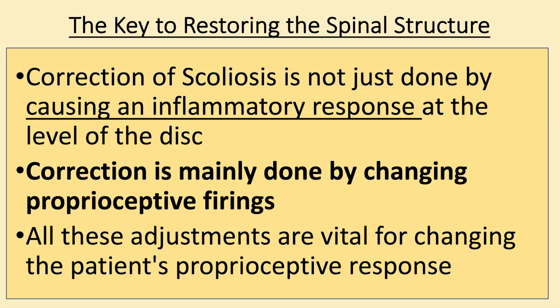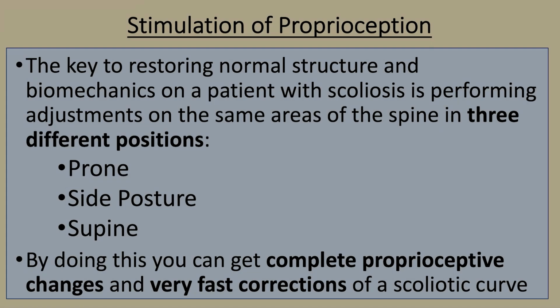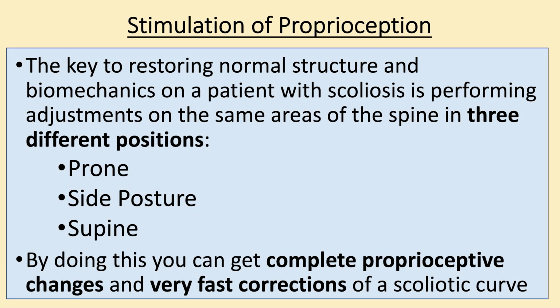Correction of scoliosis is not just done by causing an inflammatory response at the level of the disc. Correction is mainly done by changing proprioceptive firing. And all these adjustments are vital for the patient's proprioceptive response. This is why in between the adjustments, we are literally giving that patient cross-crawl exercises. Now, a stimulation of proprioception, and this is the key. When we're adjusting someone, we do the same force loading in the prone, side posture, and supine position. And this way, we're separating the adjustments by 90 minutes, and they're doing the cross-crawl exercises.